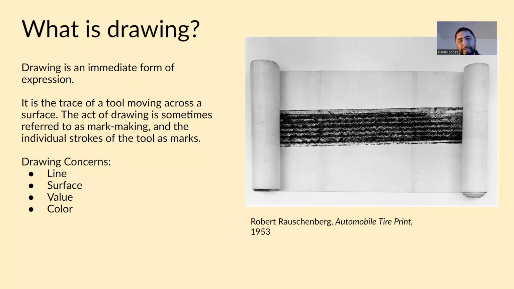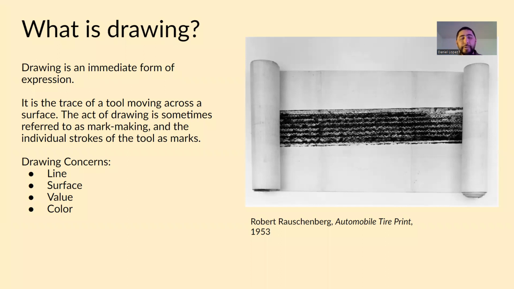As this image here shows you, this is Robert Rauschenberg's automobile tire print. It's kind of self-explanatory what that is, using a sort of ink or charcoal or some other substance to draw with a tire. And why wouldn't it be a drawing, right? You're just using a different method than a pencil or brush or whatever.